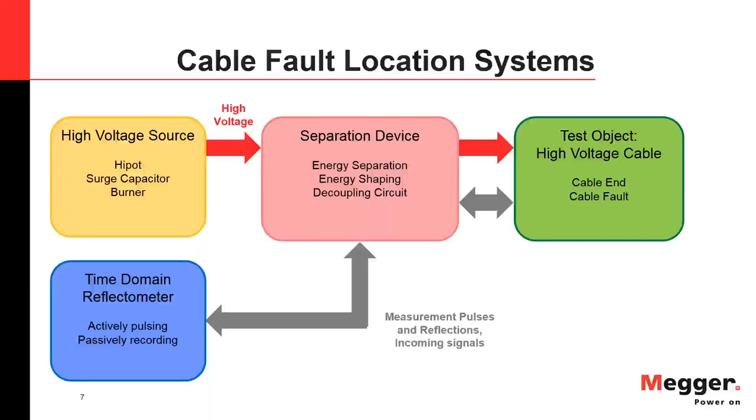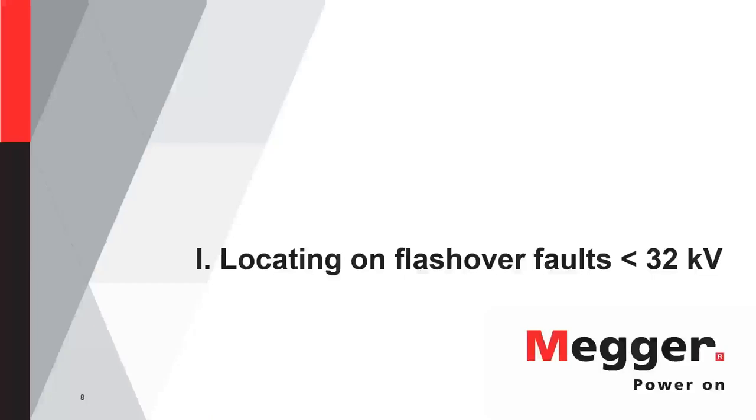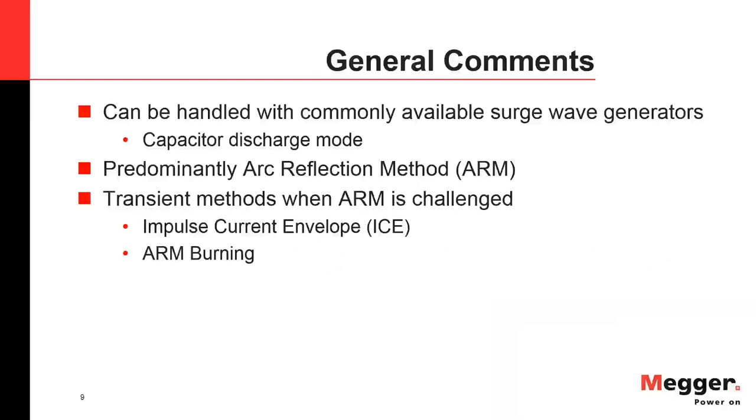Now, first category: how do you fault locate if you have a flashover fault and you are below 32 kV? In general, for general comments, why 32 kV? This was kind of a natural development. 32 kV is typically the highest voltage you can find in commonly available thumper equipment for direct searching, for thumping. So the capacitor discharge that is built into those systems is typically 32 kV.